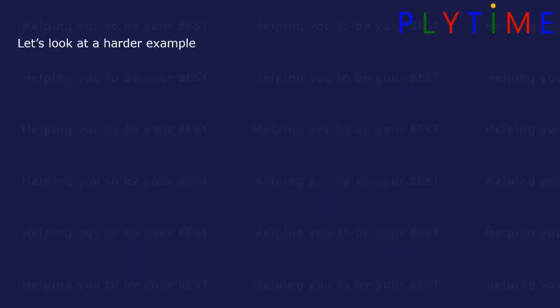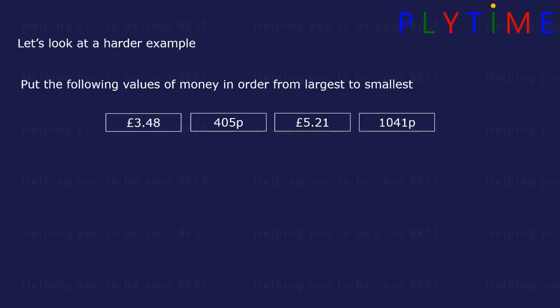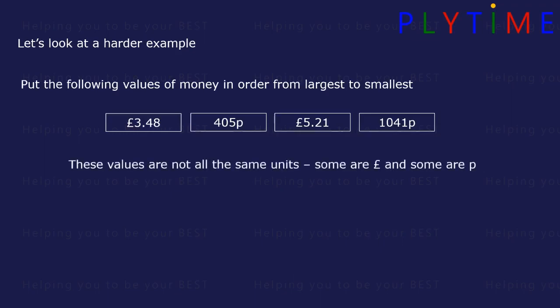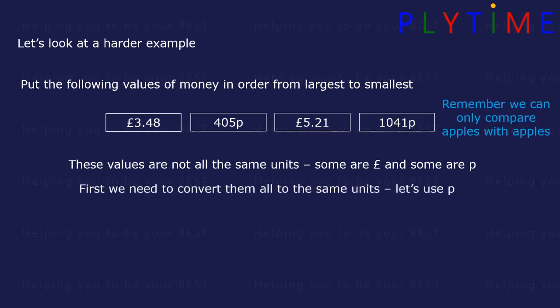Let's look at a harder example. Put the following values of money in order from largest to smallest. These values are not all the same units. Some are in pounds and some are in pence. And remember, we can only compare apples with apples. So first, we need to convert them all to the same units. Let's use pence. Remember, £1 equals 100 pence.